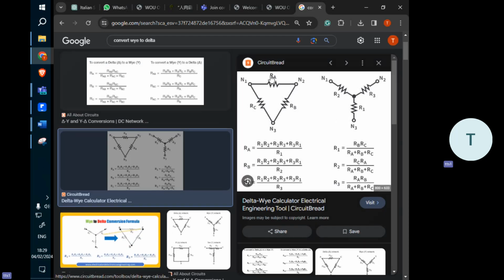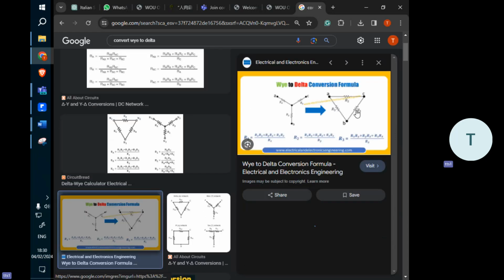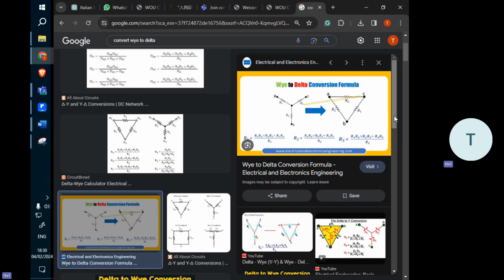The RA, RB, R1, R2, R3. RA here, if you want to convert from here to here, RA is equal to R1 times R2, R2 times R3, and then at the bottom here you put R1. If you want to convert from here to here, you need to use this formula. Okay, this is quite a common technique we use: convert from Y to delta, from delta to Y.